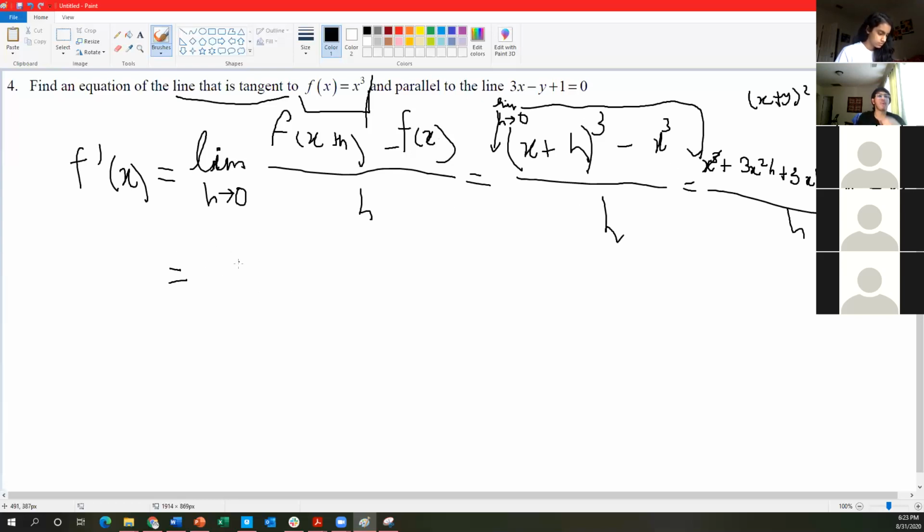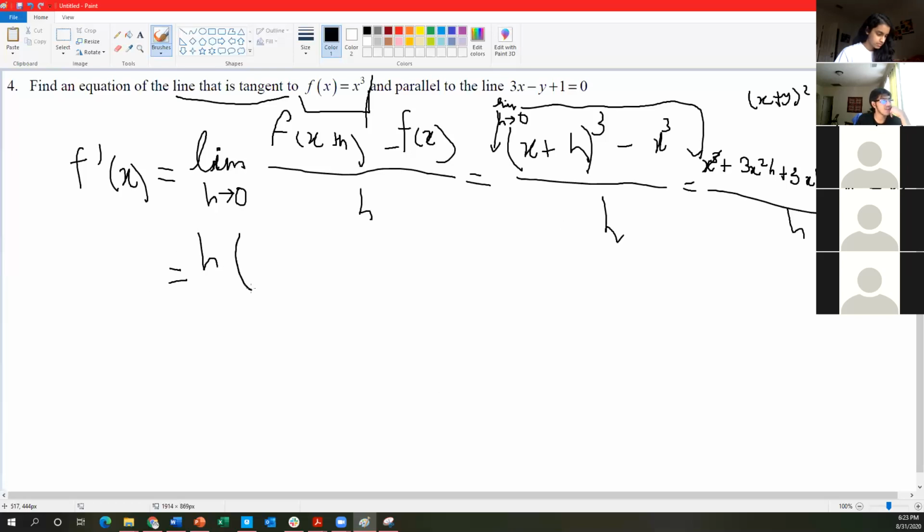Next step. What would be the next step? Could you factor out h? Exactly. And why would we factor out the h? What's the motive for that? Well, since h is approaching 0, we don't want 0 to be in the denominator. So if we factor it out, we can cancel it from the original denominator. Exactly. Good.